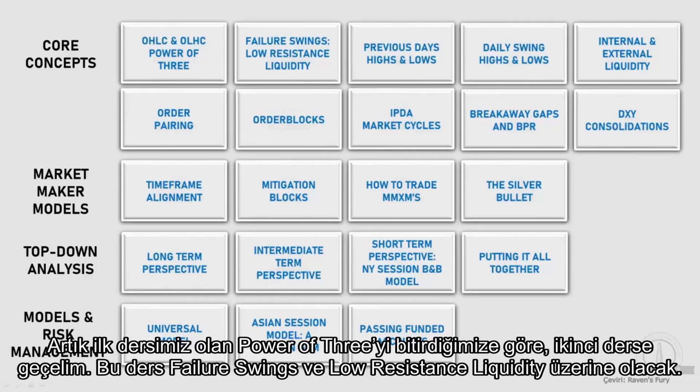Now that we went over our first lesson about power of 3, let's move on to the second lesson, which is about failure swings, low resistance liquidity.